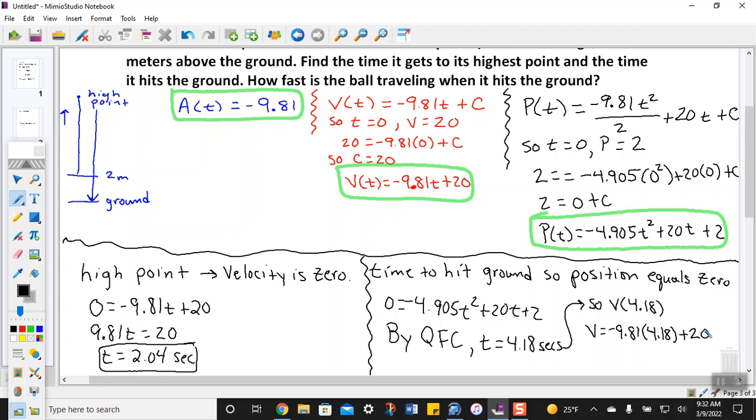Okay, so let me grab my calculator. Negative 21.0058. So I'm just going to call it about negative 21.06. Is that all right? And that'll be in feet per what? No, meters per second, right? Meters per second.